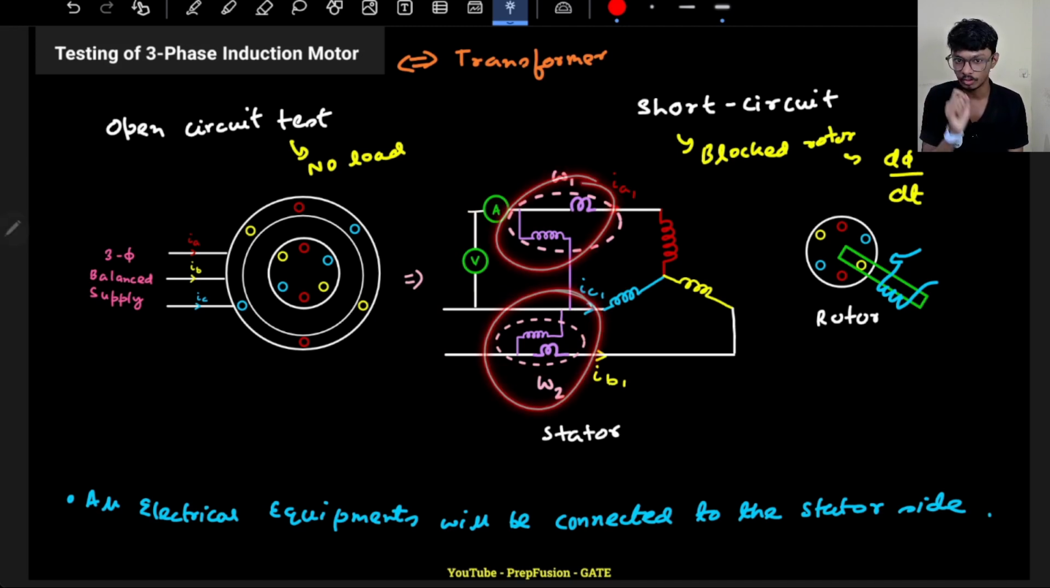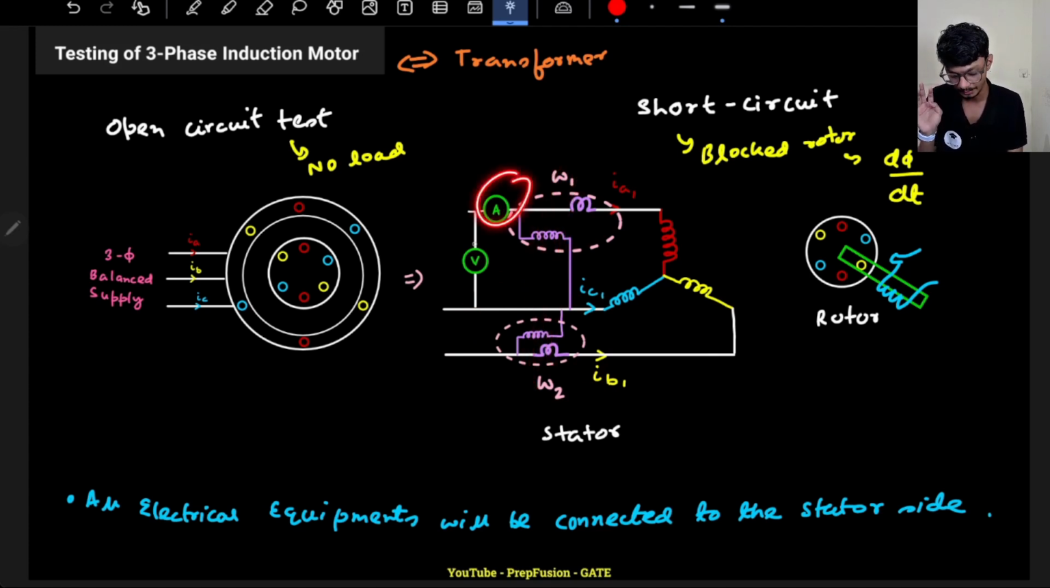If we need only 2 wattmeters, special connections are there which will be very helpful. Even if the system is unbalanced, we can still measure the power with the 2 wattmeter method. Okay, this you will study in measurements. So this is the connection diagram: 2 wattmeters, an ammeter and a voltmeter.